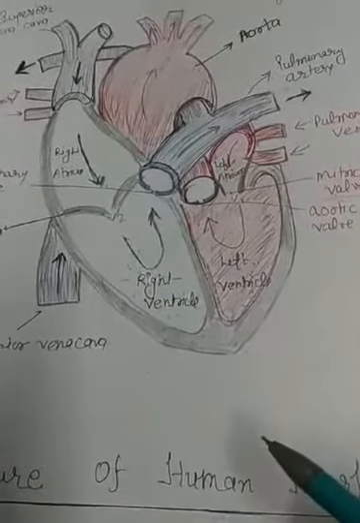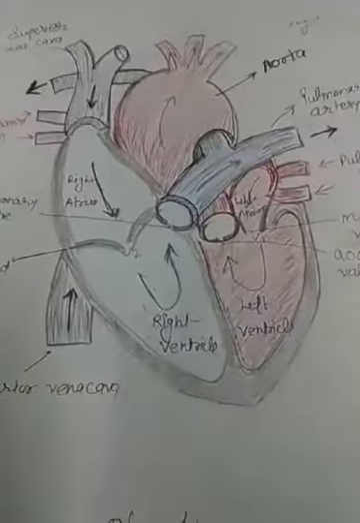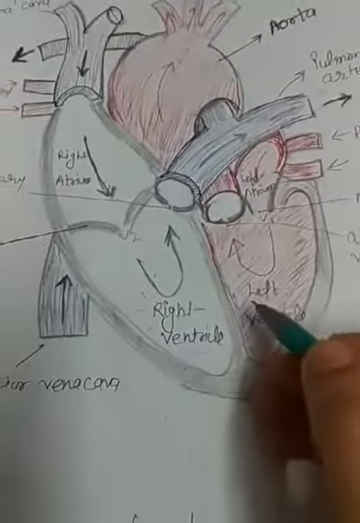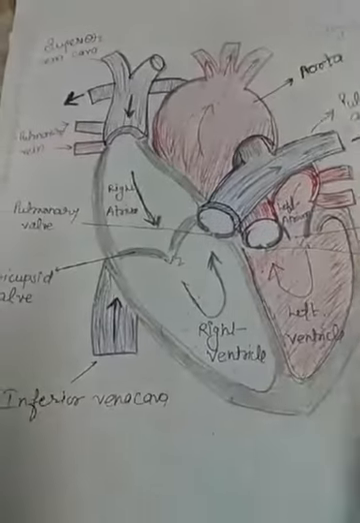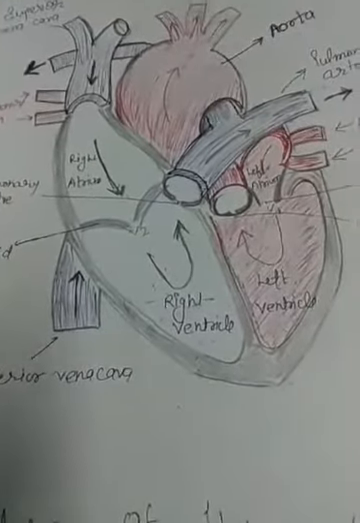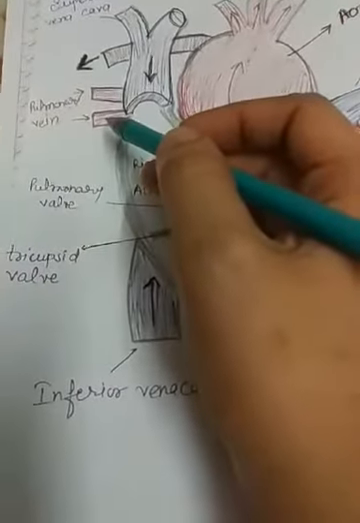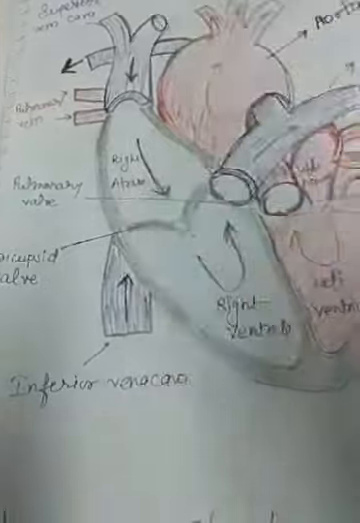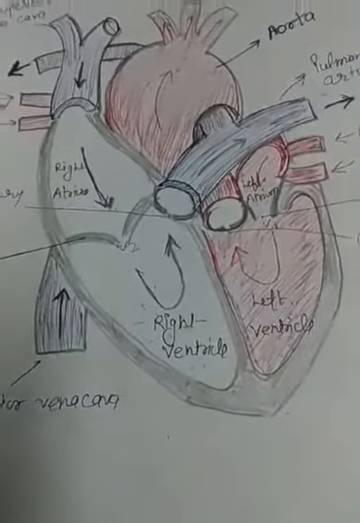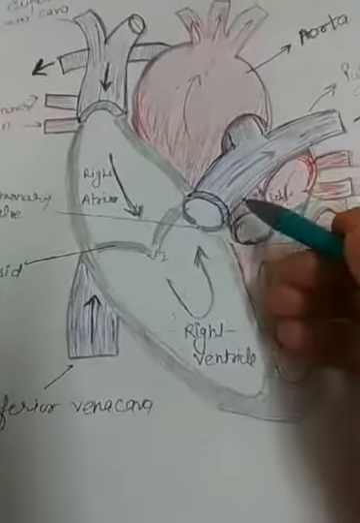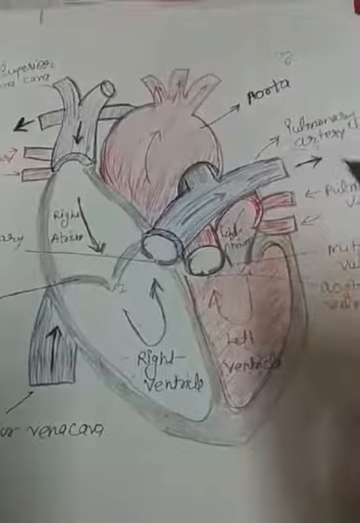In this video, we will discuss the process of blood circulation in humans. As we have discussed, arteries carry oxygenated blood whereas veins carry deoxygenated blood. But the pulmonary vein carries oxygenated blood and the pulmonary artery carries deoxygenated blood. Now, let's start the discussion about blood circulation.